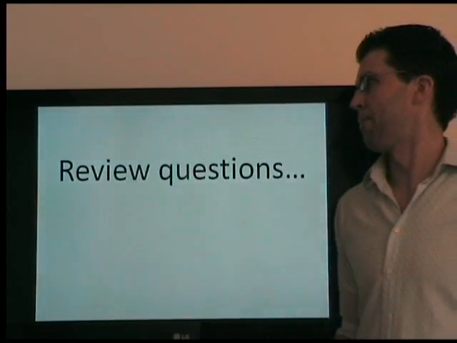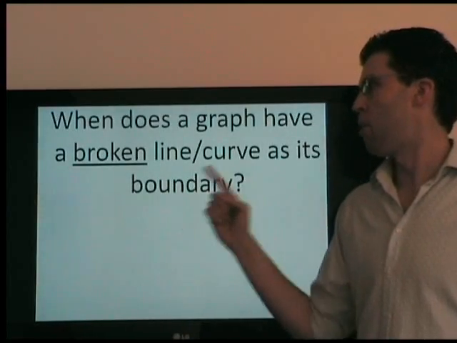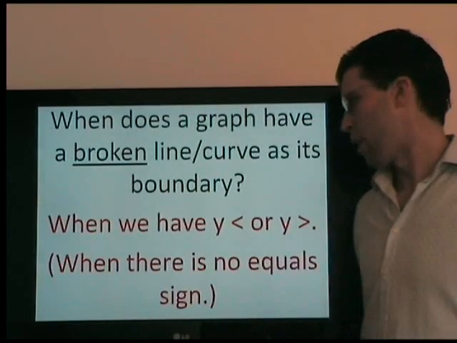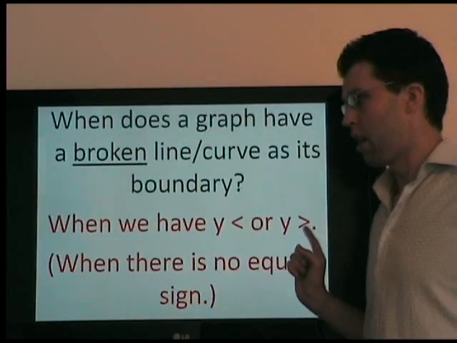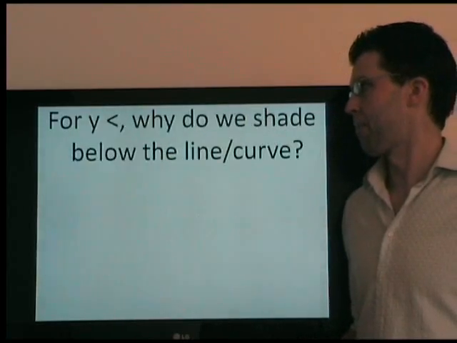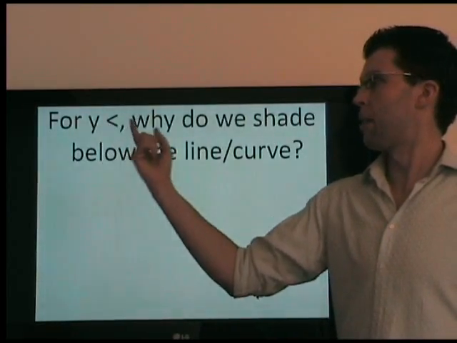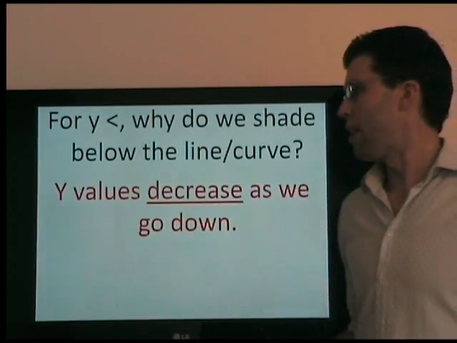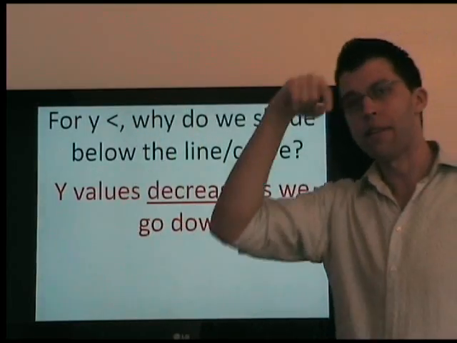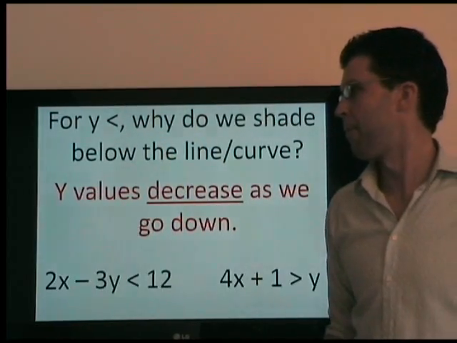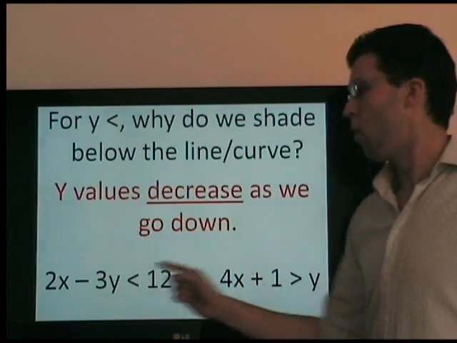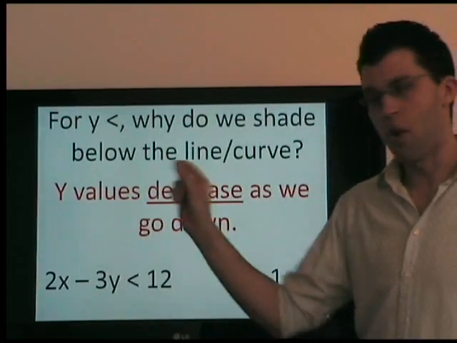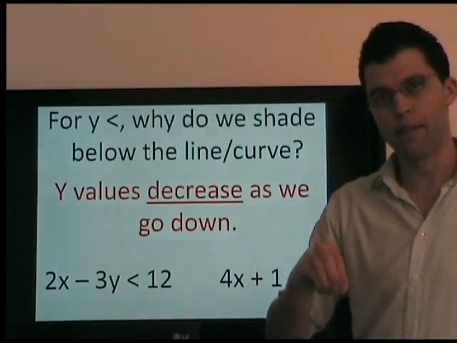Okay, let's review. When does a graph have a broken line or curve as its boundary? Well, when there's no equal sign. When we have only is less than or is greater than. For y is less than some expression, why do we shade below the line or curve? Well, we know that y values become less or decrease as we go down. In this case, though, in this form, it's not as obvious where to shade. So in this case, we draw the line first, and then we test a point to see where to shade.